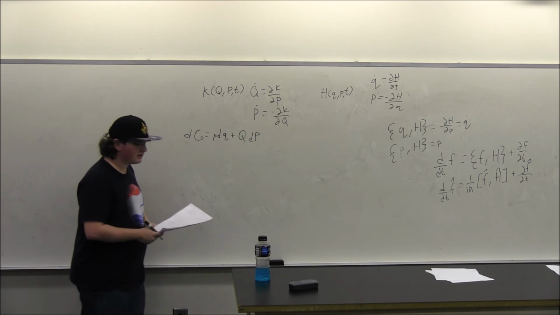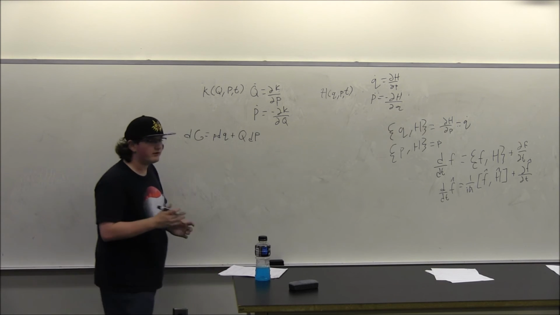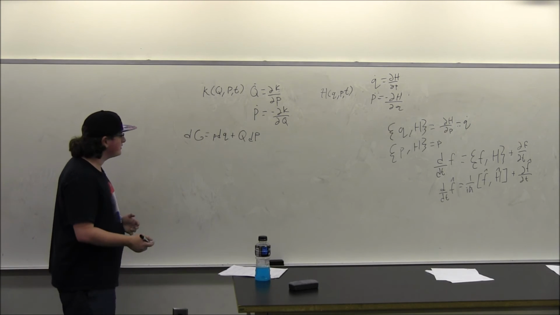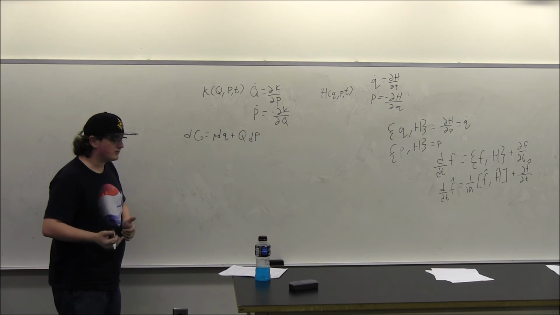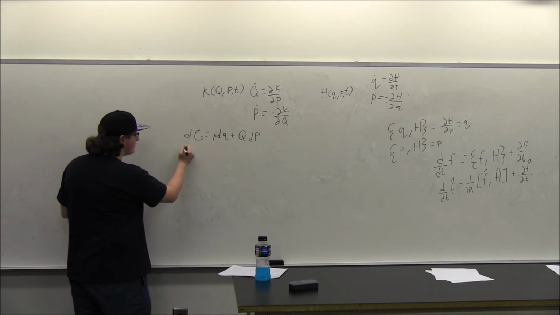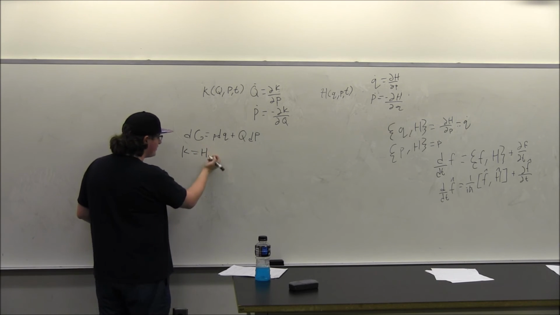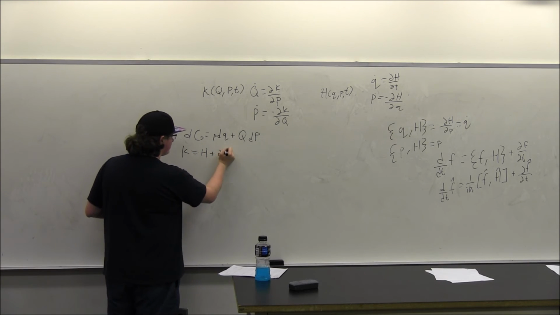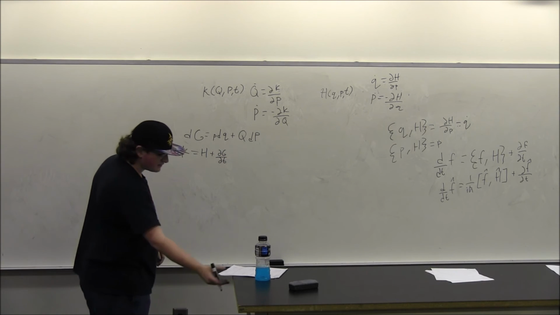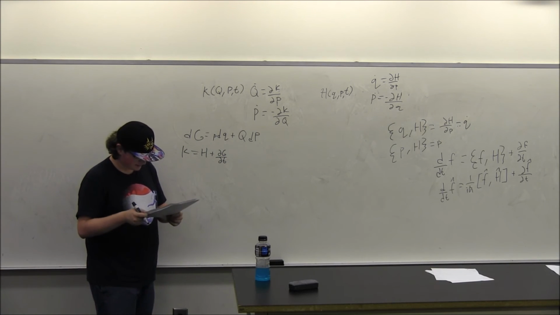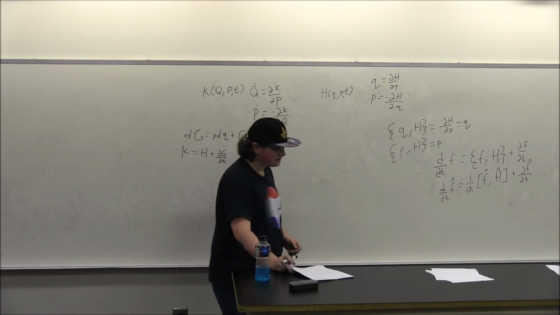There's a lot of very complex stuff you can do with this, but for our purposes, we're going to use it for two things. One is to get the new Hamiltonian, that's just the old Hamiltonian plus partial G over partial t. Okay? And the second part, I'm going to talk about right now.